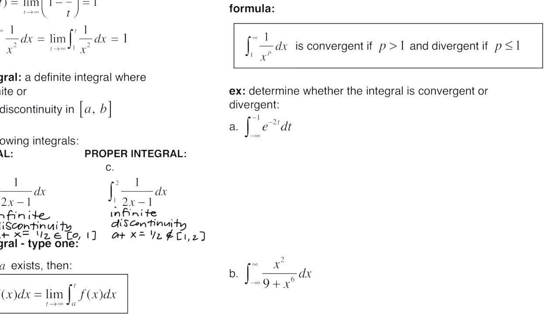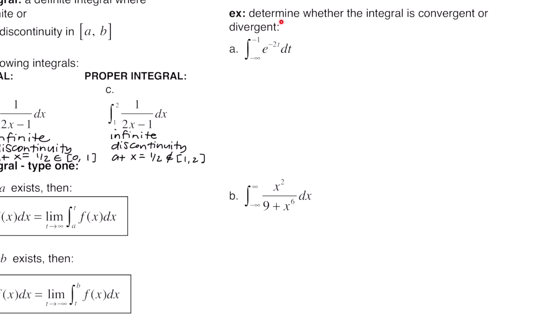So here we have a formula. It says the integral from 1 to infinity of 1 over x to the p dx is convergent if p is greater than 1 and divergent if p is less than or equal to 1. So if you have anything of the form 1 over x to a power, and that power is greater than 1, then this integral is convergent. But if that power is less than or equal to 1, this integral is divergent.